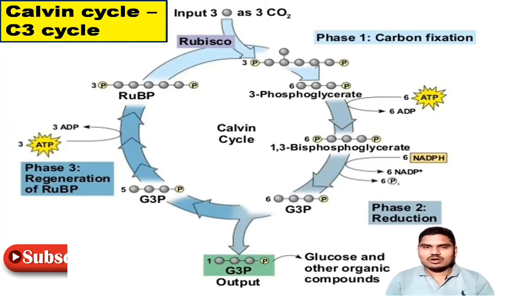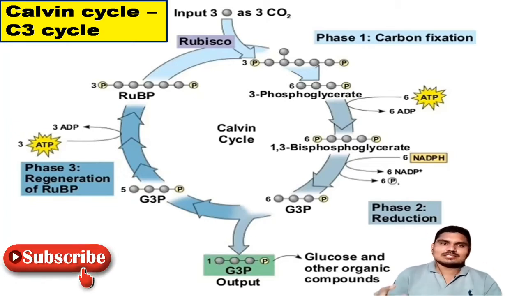Calvin cycle is called the C3 cycle, and it is also considered a dark reaction. Why is it called a dark reaction? Because this reaction occurs in the absence of light, but it utilizes the products of light reaction. Which ones? ATP as well as NADPH. How do these ATP and NADPH play an important role in the Calvin cycle?